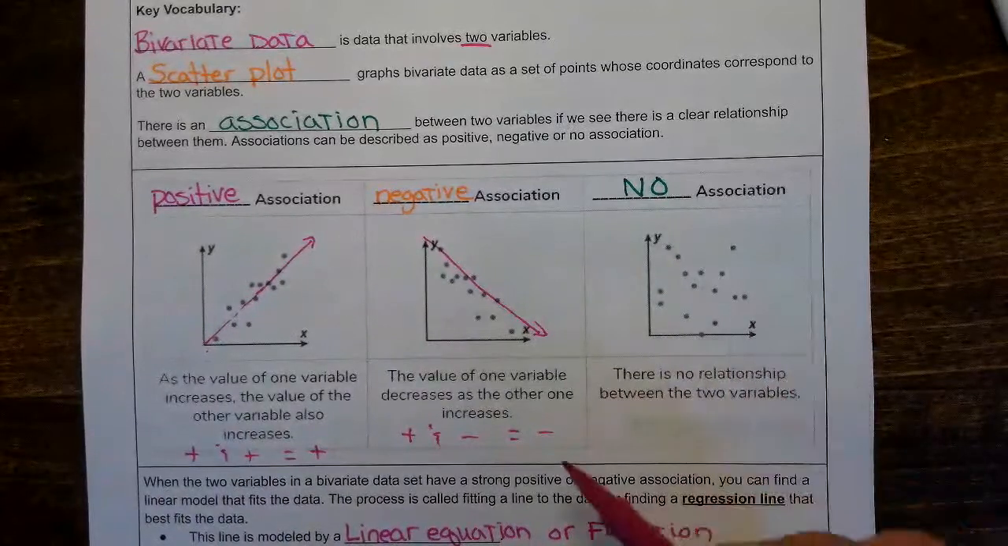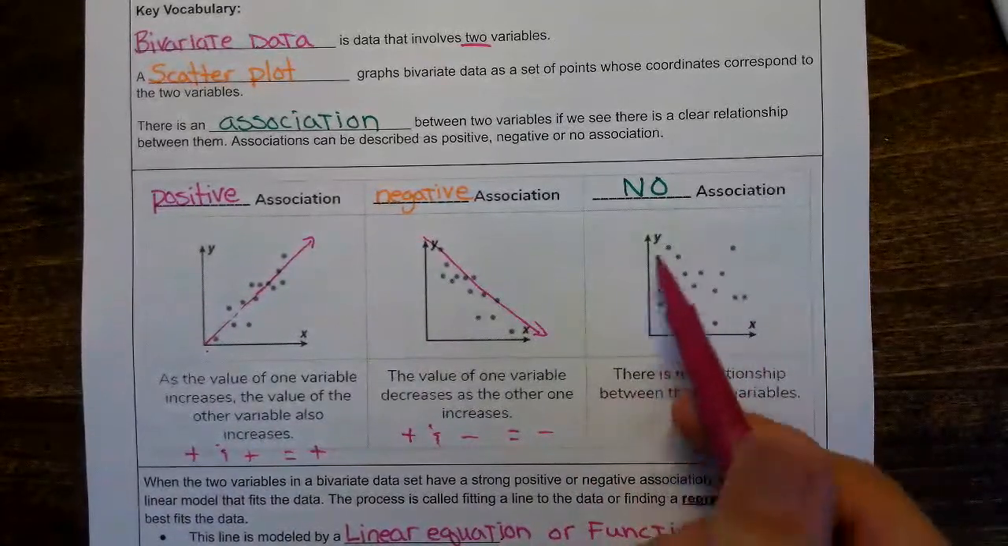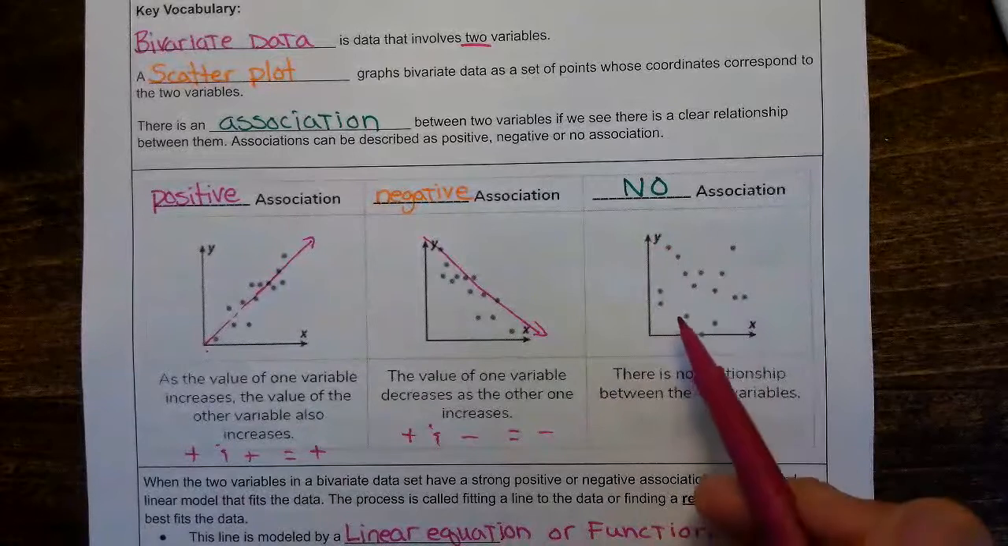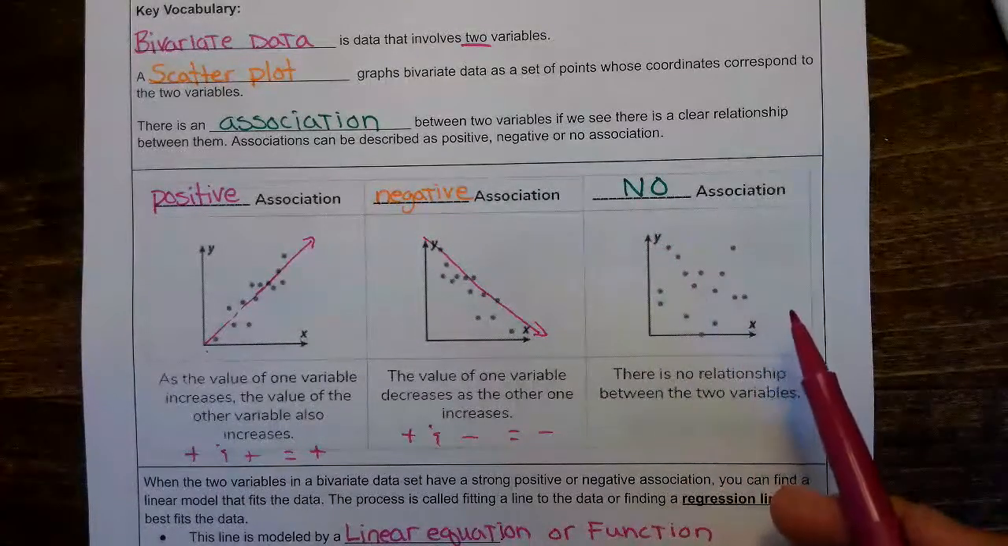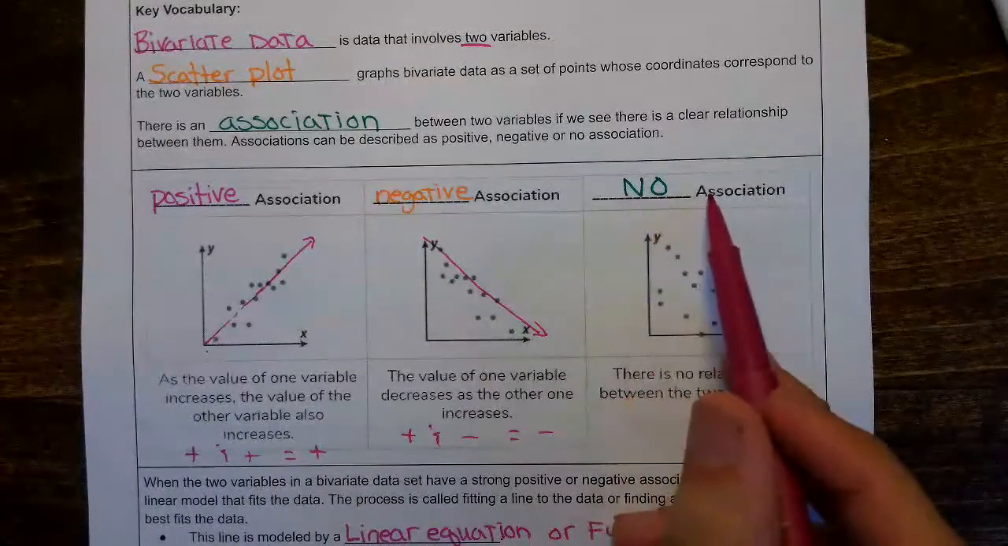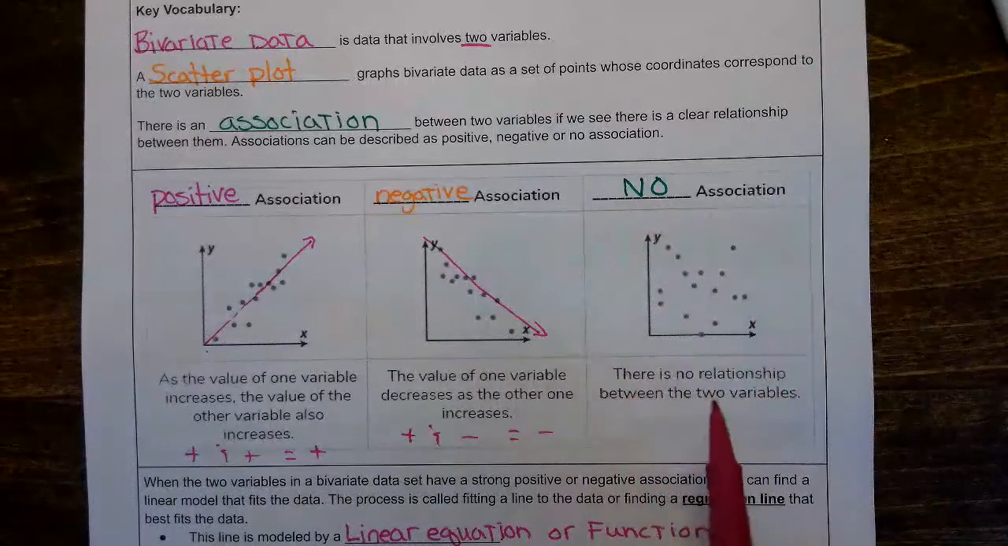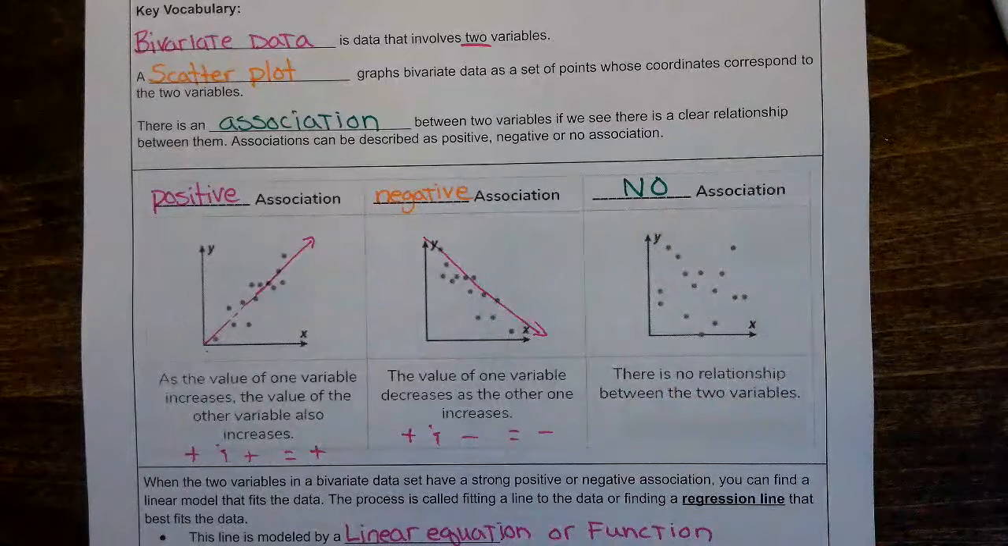Now, sometimes the data is all over the place. Sometimes it's just scattered. You could guess something, but there's not much association here. That's where we say there's no association. It's just completely random. Sometimes you're just looking at 2 variables that have nothing to do with one another.